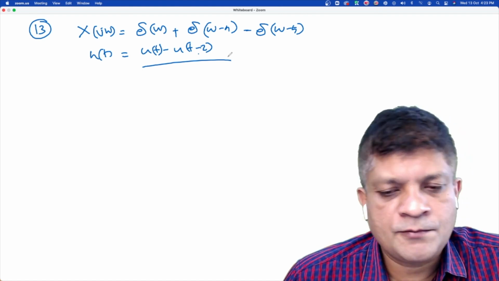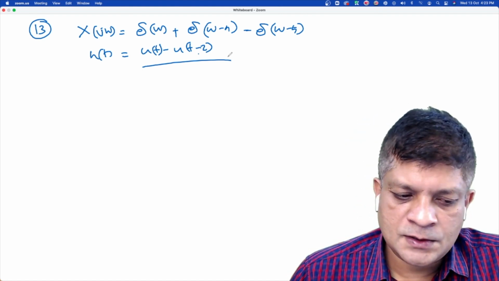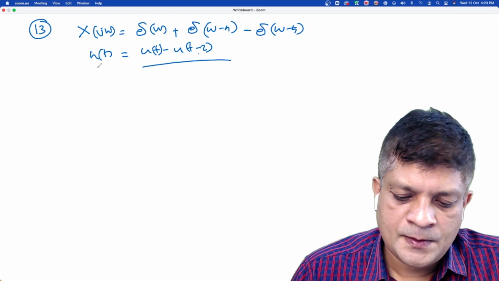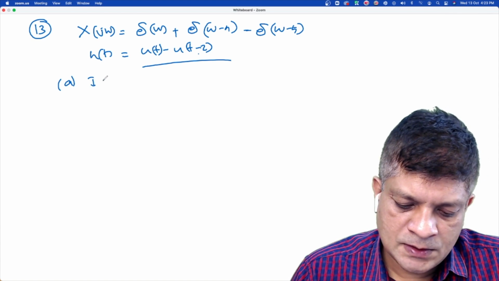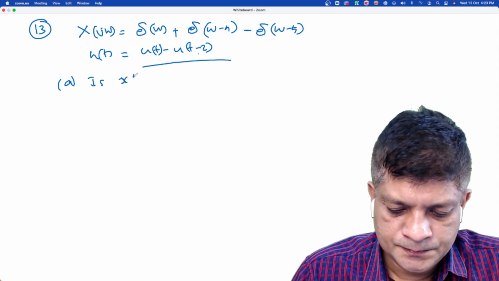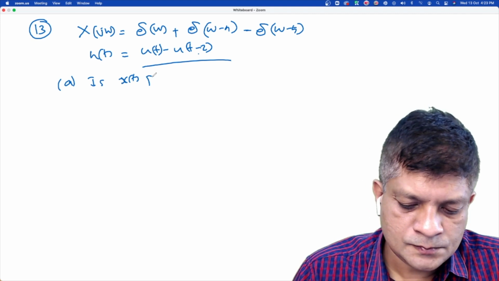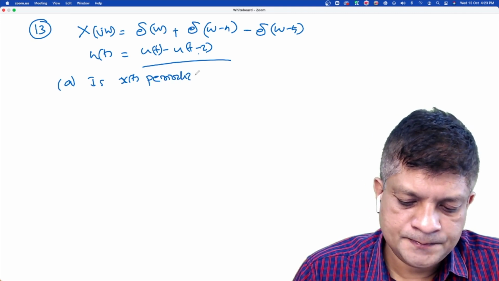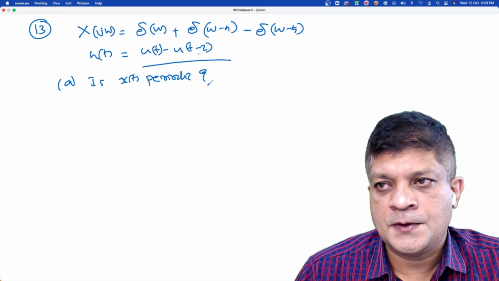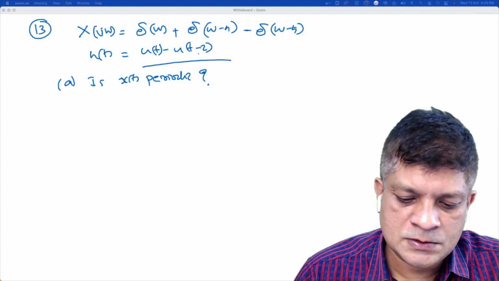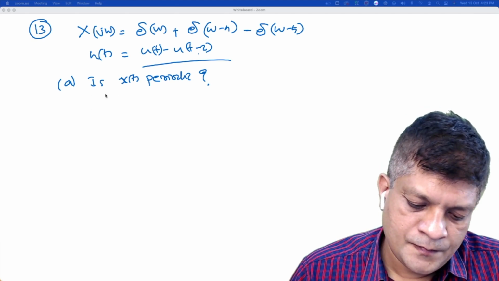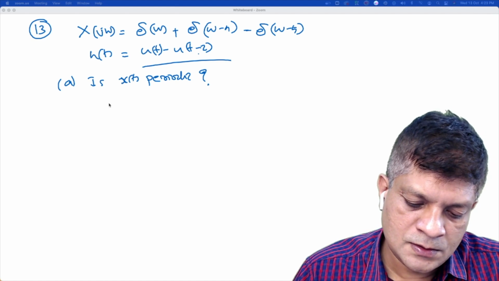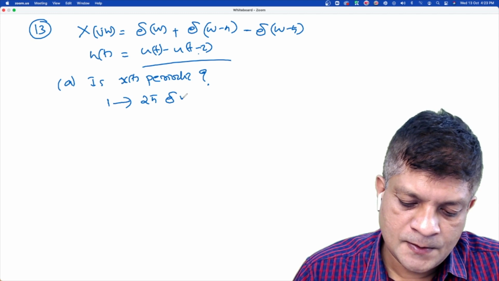This is given. Fourier transform of a signal is given. The first part: is x(t) periodic? Is it a periodic signal? How to check whether it is periodic? What is x(t) here? This is the standard result: the Fourier transform of 1 is 2 pi delta(omega).